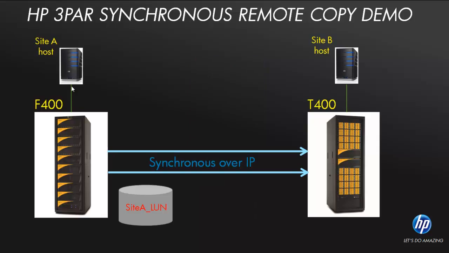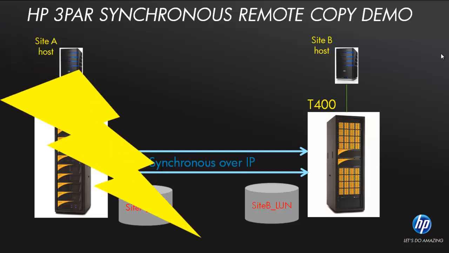In this demo we are going to imagine two sites, Site A and Site B. At Site A we will create a LUN called Site A_LUN on the F400, and we will synchronously replicate that over IP to a LUN on the T400 called Site B_LUN. We will then simulate a disaster. So we will assume that Site A has completely gone away. At that point we declare a disaster.